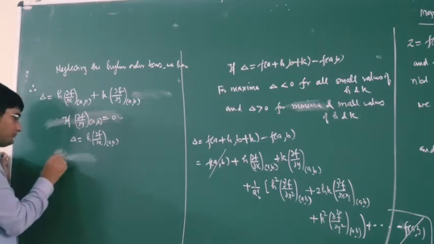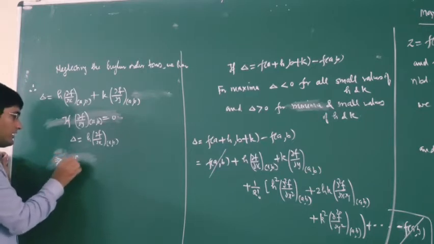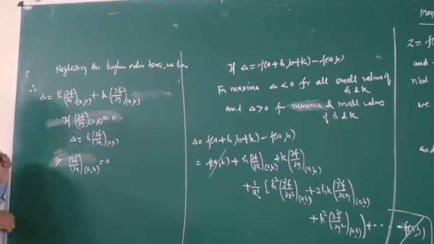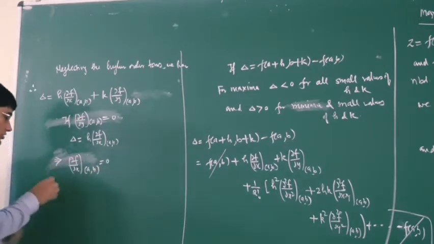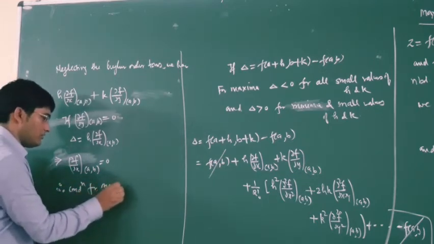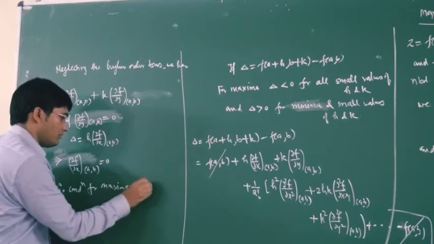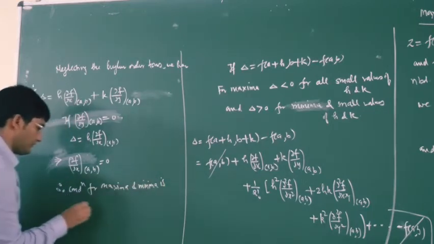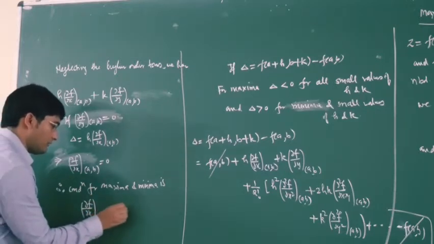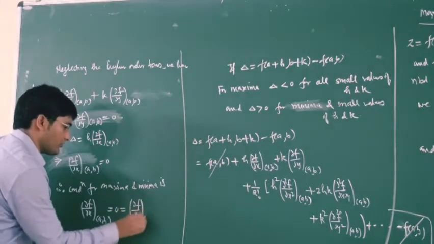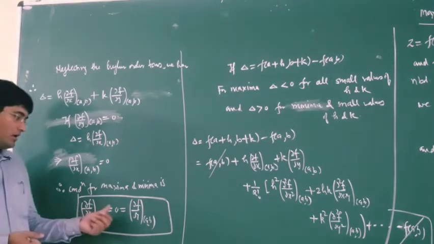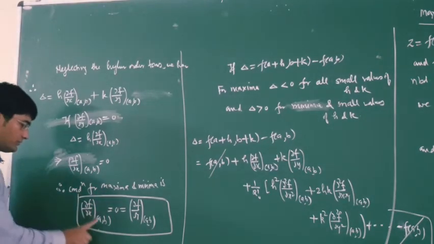So here your del f upon del x at a comma b should be equal to 0. Your del f upon del x should be equal to 0. Therefore the condition for maxima and minima is del f upon del x at a comma b equal to 0 and del f upon del y at a comma b equal to 0. So this is your condition for maxima and minima, and the values of a comma b.